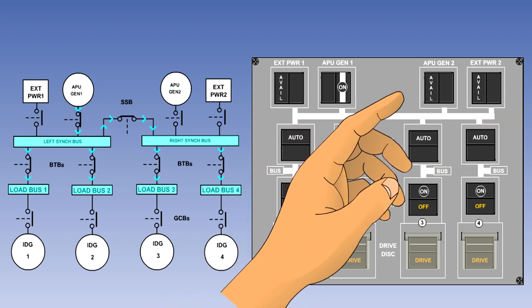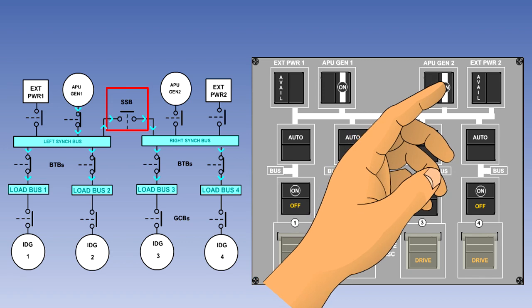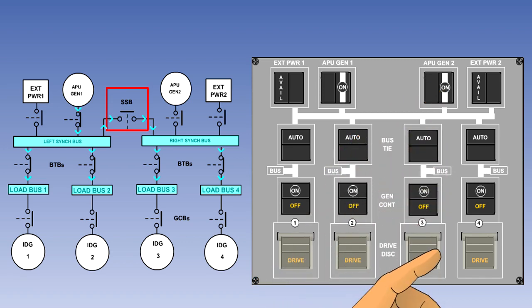If an APU generator or external power supply is connected to the other synchronizing busbar, then the split system breaker, or SSB, will automatically open to separate the two sources of supply.